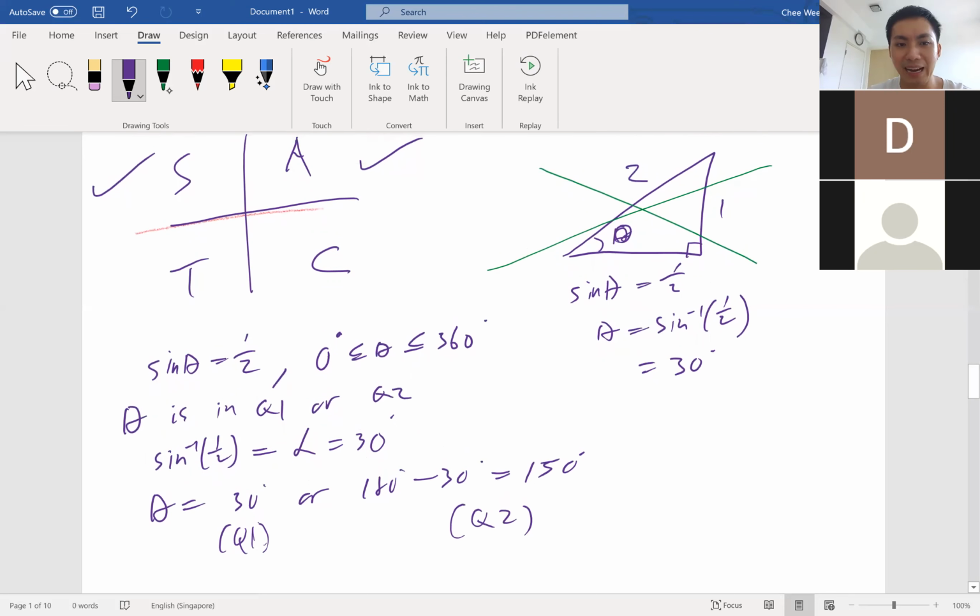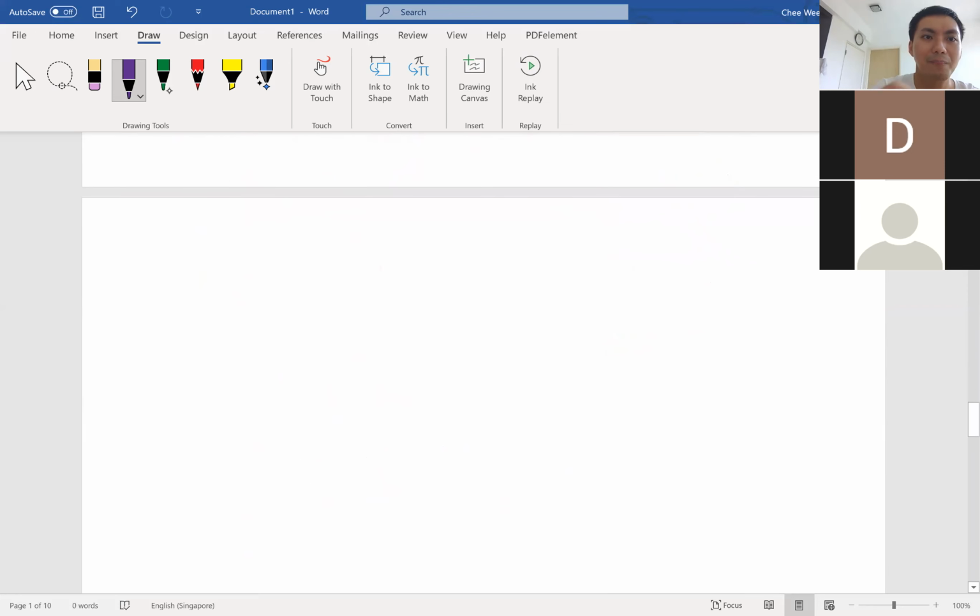Okay, so this is when I give you positive ratios, and it's easier that way. But if I give you a negative answer, say cosine theta is equal to minus half, okay, the key element here is you will still, I must give you the domain.